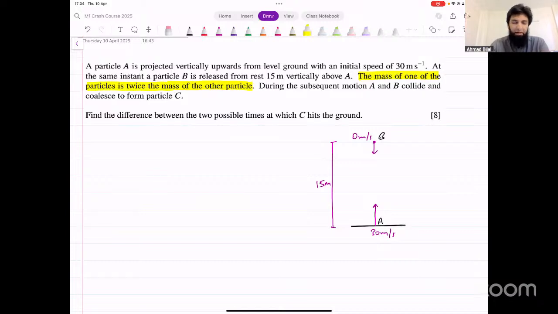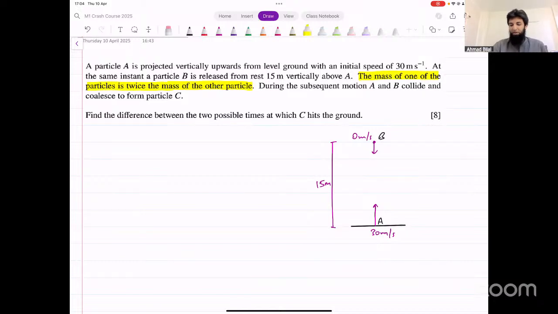It could be that the mass of A is twice the mass of B, or it could be that the mass of B is twice the mass of A, right? Both possibilities are there. So we might have to make two cases. We'll come to that. During the subsequent motion, A and B collide and coalesce to form particle C.